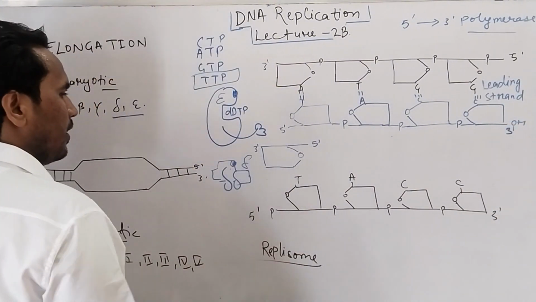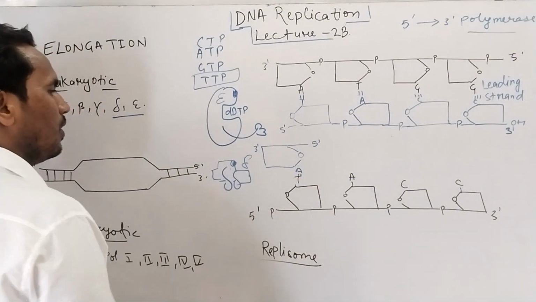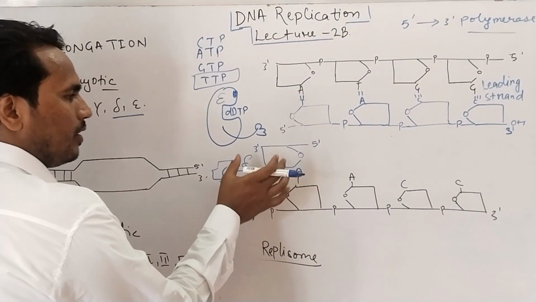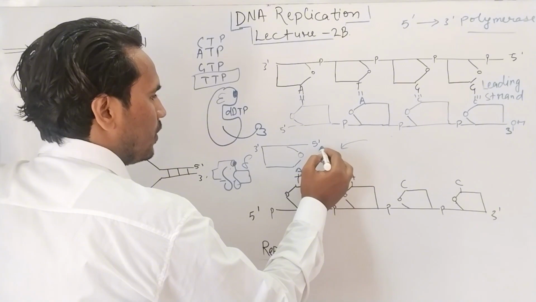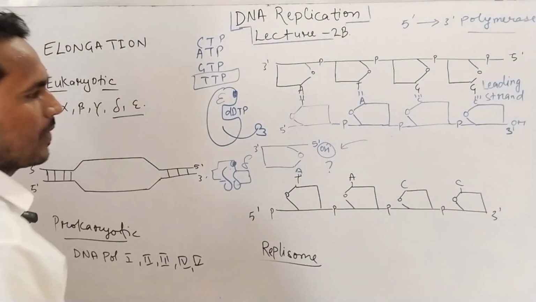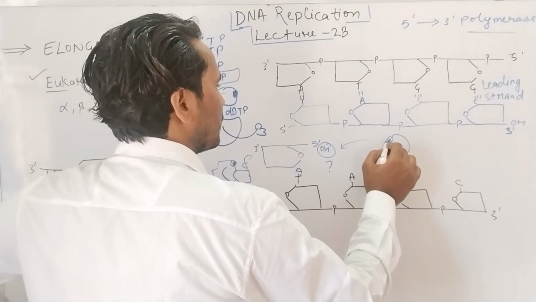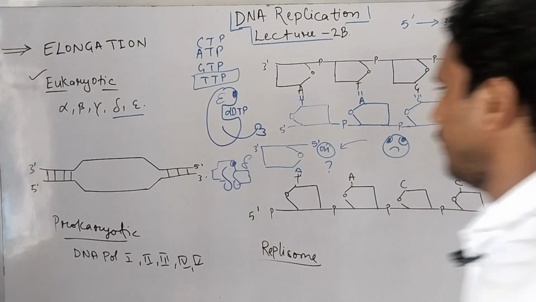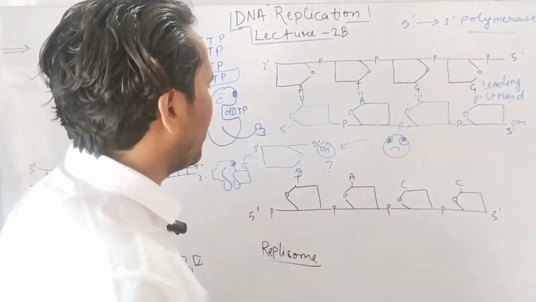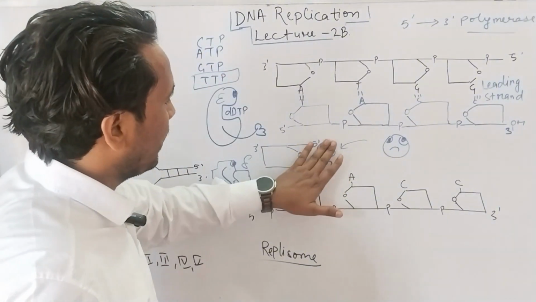So if you add an A here, once you add a new nucleotide, is it possible to attach one more nucleotide here? Does it have an OH group here? Think about it. It doesn't have any OH group here, so it cannot bind a new nucleotide at this place.